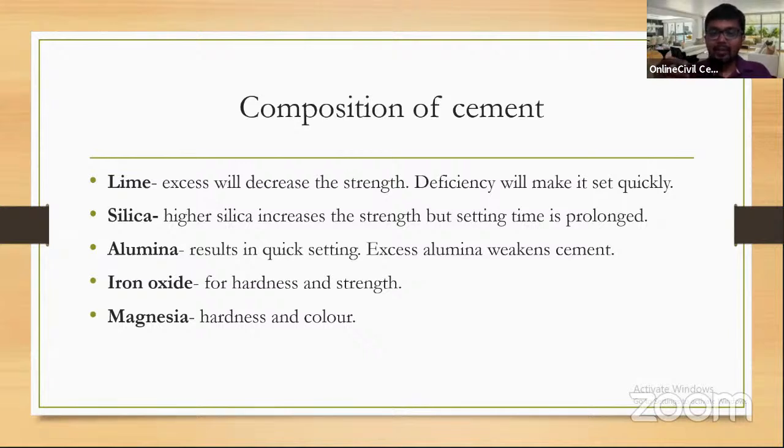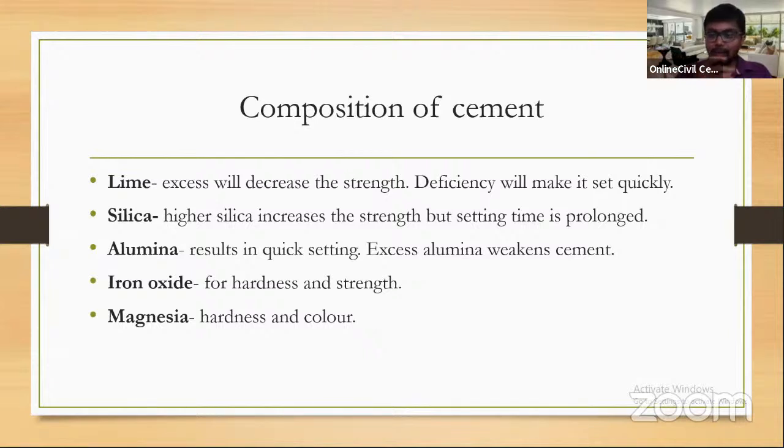Silica: if you put high silica in the cement, then the long-term strength of the cement will be more, but the setting time will be prolonged, and there will be difficulty in moving forward to the stages of construction. So that should also be regulated. Alumina is essential for the setting of cement, but in excess it can make the cement unsound, as we test for the soundness of cement. So it can weaken the cement.